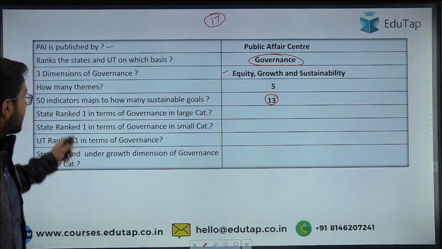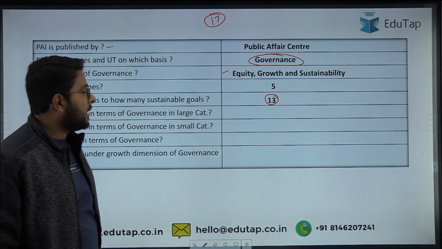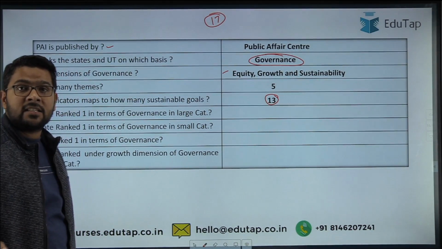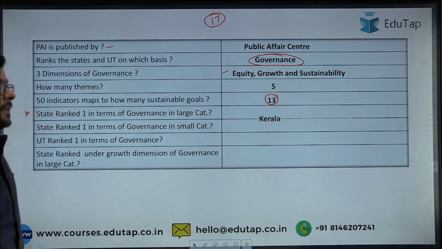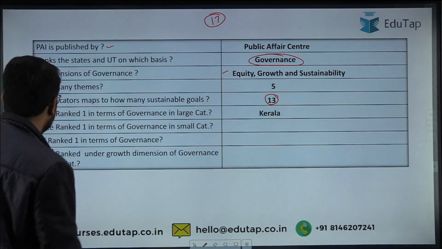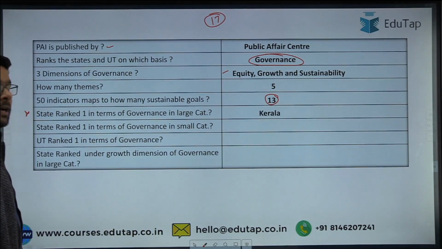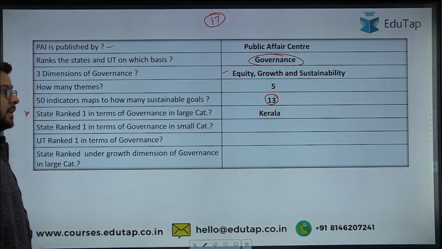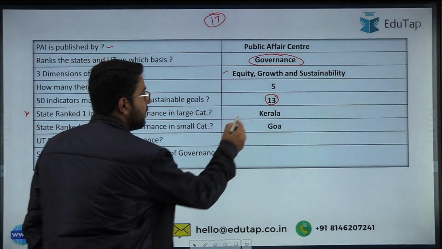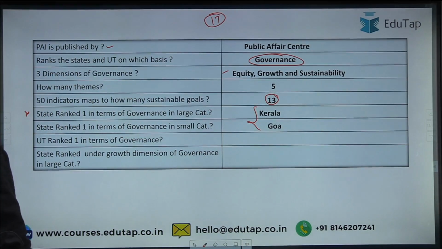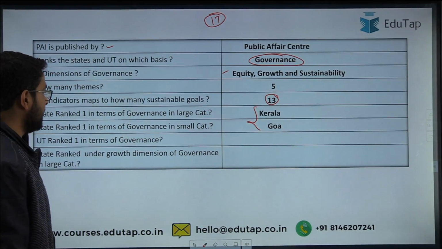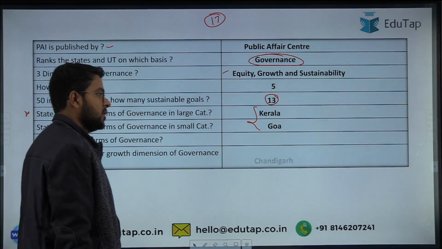Now guys, which state ranked number 1 in terms of governance in the large category? This type of question can be asked. The answer is Kerala. Then which state ranked number 1 in terms of governance in the small state category? The answer is Goa. We have already discussed these 2. You can check out the key highlights of the report. Then which union territory ranked number 1 in terms of governance? The answer is Chandigarh.